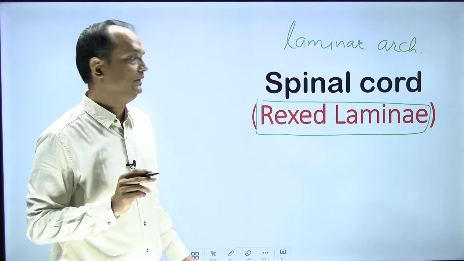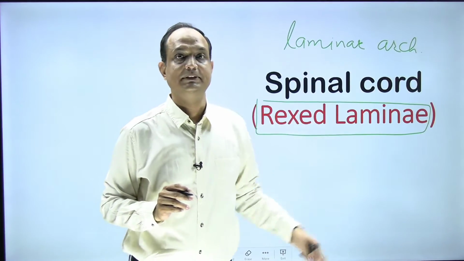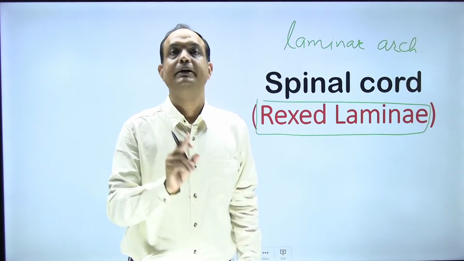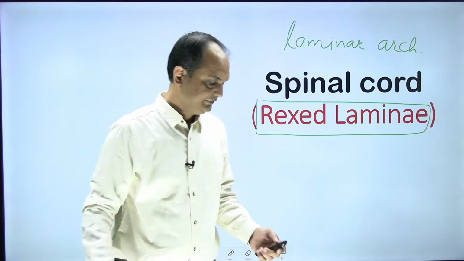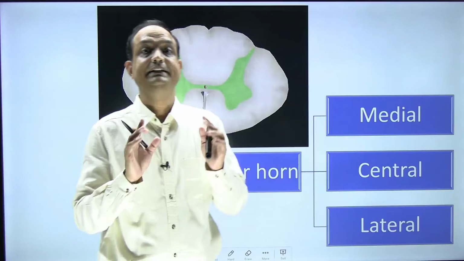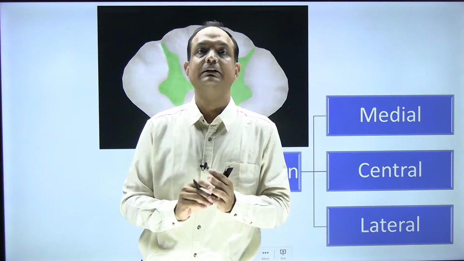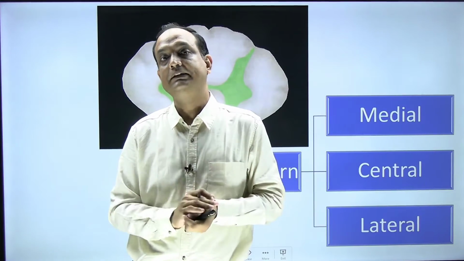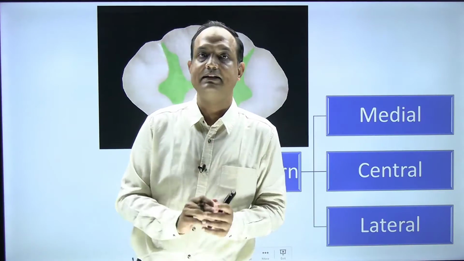cord. So whenever you see the word Rexed lamina, always keep in mind that we are talking about the grey matter of the spinal cord. Let's see what we did in the previous class, where we saw the different nuclei of the spinal cord grey matter. Let's revise them first.